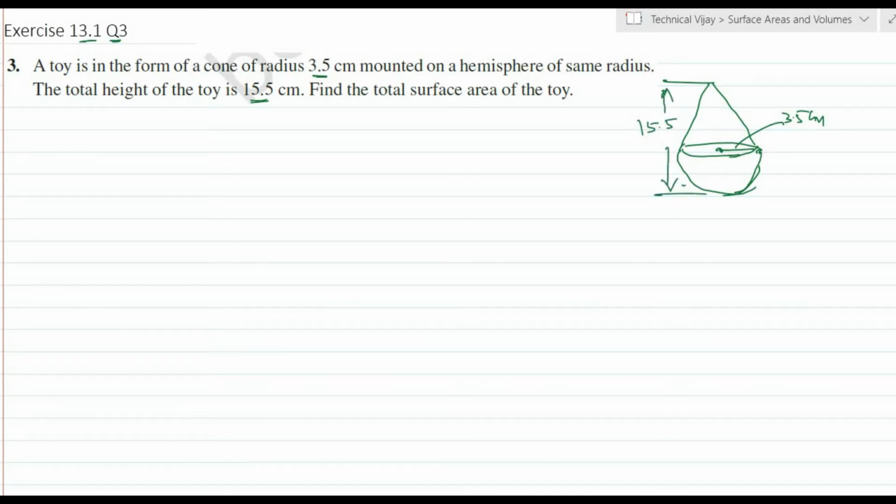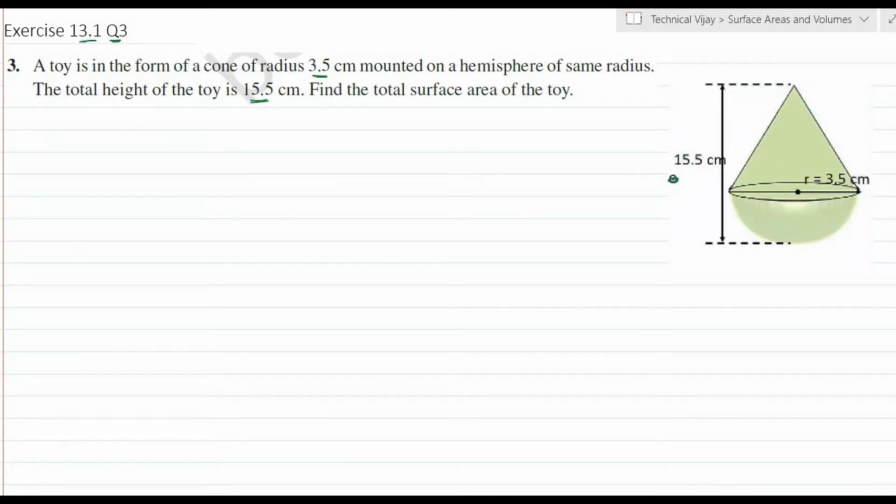So from this to this one. See here, the radius is 3.5, so from this to this it is 3.5, and this is total 15.5. So this is 12, and this is 3.5. In this way we can divide here. Now I will write a neat diagram here. So total height will be 15.5 and this radius will be 3.5 centimeter. So this is also a radius, so this is also 3.5.